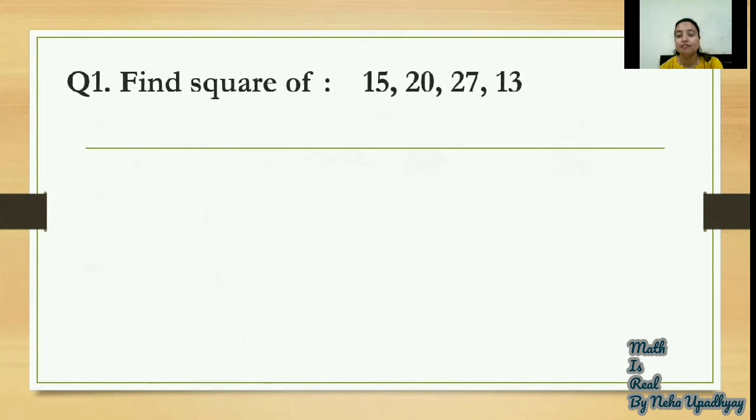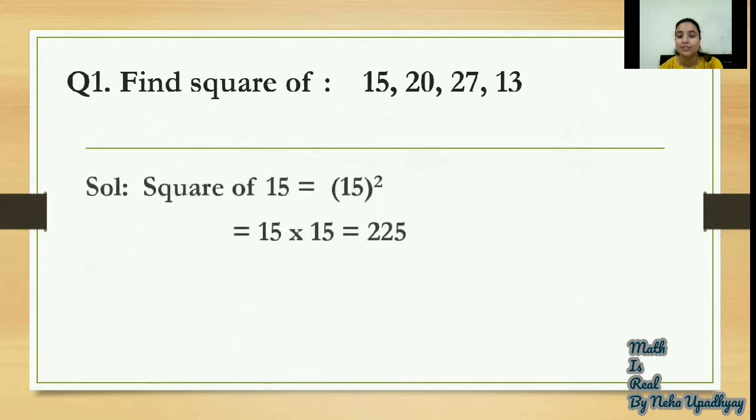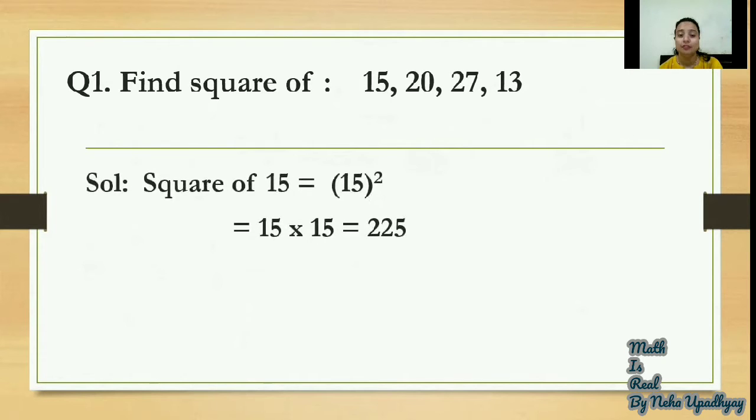Find the square of 15, 20, 27 and 13. So I'm finding it for 15 and the rest you will find on your own. So the square of 15, 15 square, this way we write it, and then 15 multiplied by 15. If you multiply, you'll get this. Okay.